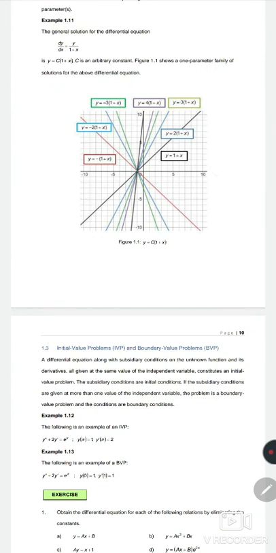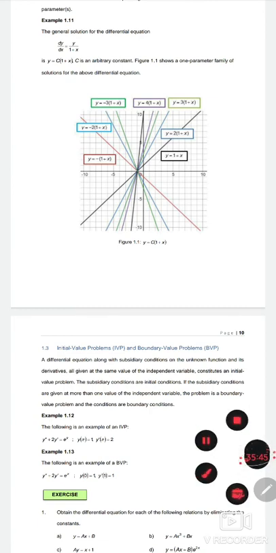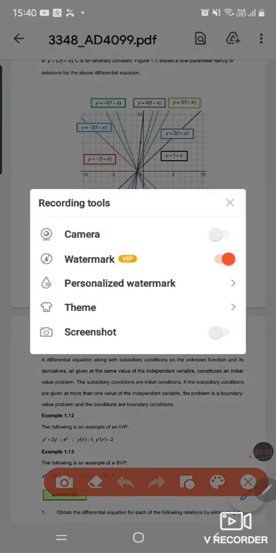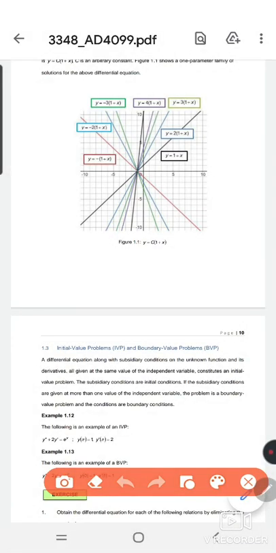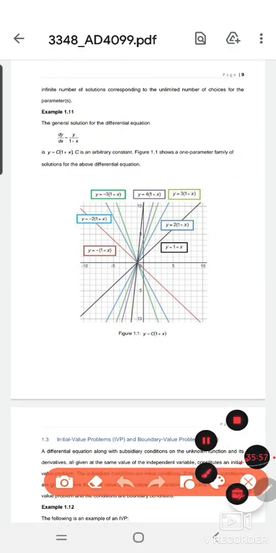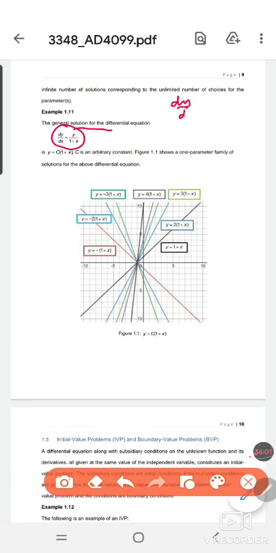Okay, the general solution for the differential equation. Okay, yang ni maknanya dia kata, sekejap. Okay, the general solution maknanya kan, yang ni adalah differential equation dy/dx. Okay, bila awak solve, awak akan dapat y. This is the solution, general solution. So nampak tak dia ada C kat sini. So dia ada constant. Figure 1.1 shows a one parameter family of solutions for the above differential equation.